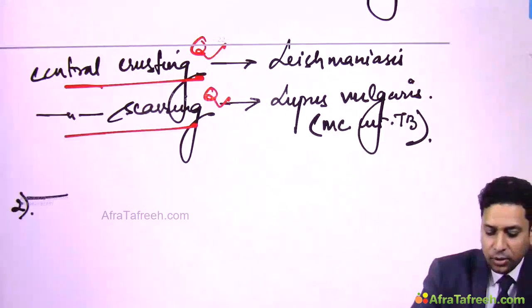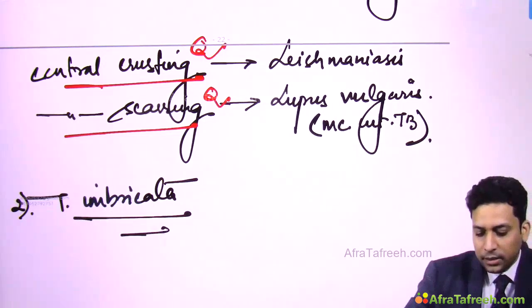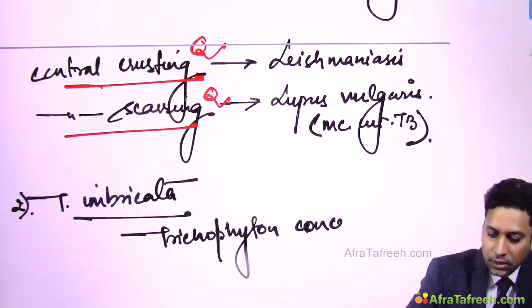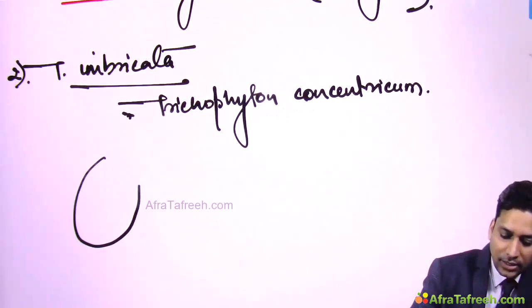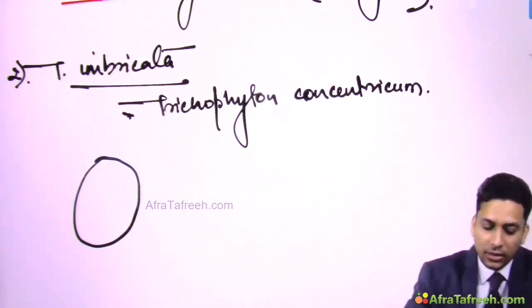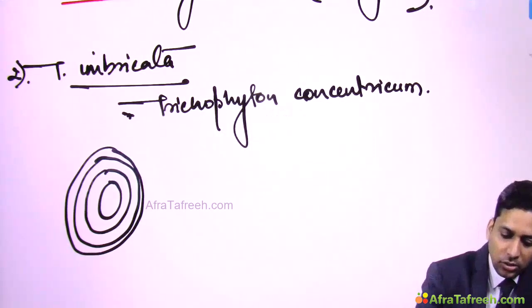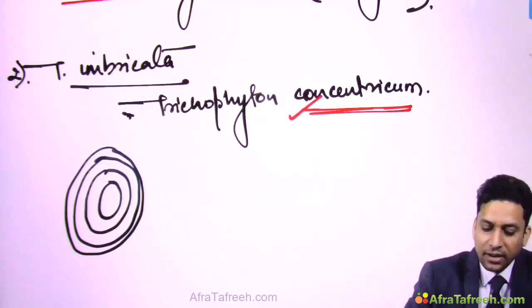Then sometimes they might ask you about tinea imbricata. Tinea imbricata is caused by Trichophyton concentricum. And in this type, what happens is that, as I told you, in tinea corporis there is one active margin. Here there are multiple active margins which are concentric to each other. So this is so simple to remember. It is caused by Trichophyton concentricum. So multiple concentric margins are seen, and such type of tinea is known as tinea imbricata.